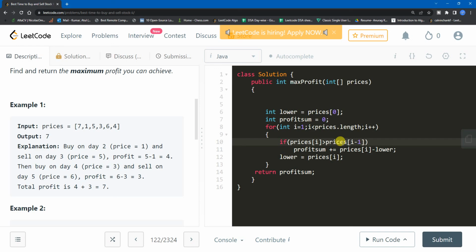So you can notice that every time you update the lower value with prices of i, that means for the current value the lower value was the previous price. So you don't need to write another variable. Okay, I'm just writing here prices of i minus 1.